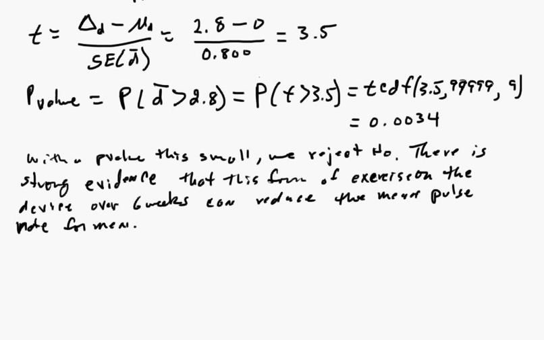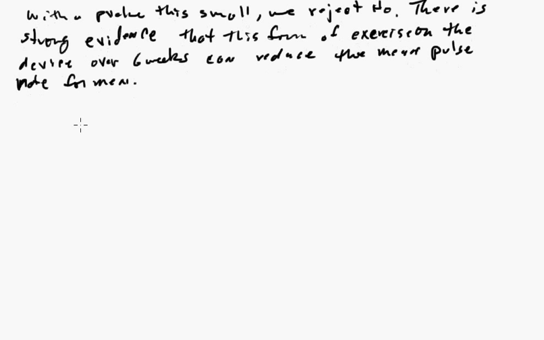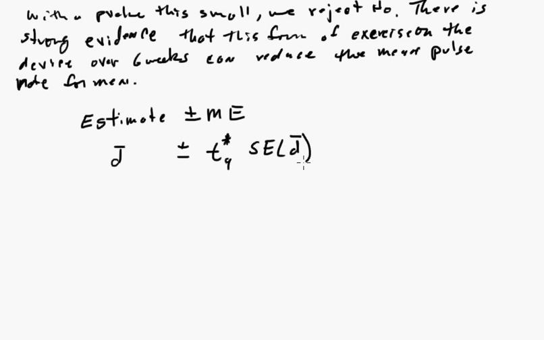Okay, so now they also asked us to estimate by how much, so that means confidence interval. If you don't know where to start, think about the general idea that we have an estimate plus or minus a margin of error. So here our estimate is d bar, the average, plus or minus the critical value with our degrees of freedom is 9, times the standard error of d bar. This is 2.8 plus or minus, and we have the standard error of d bar.